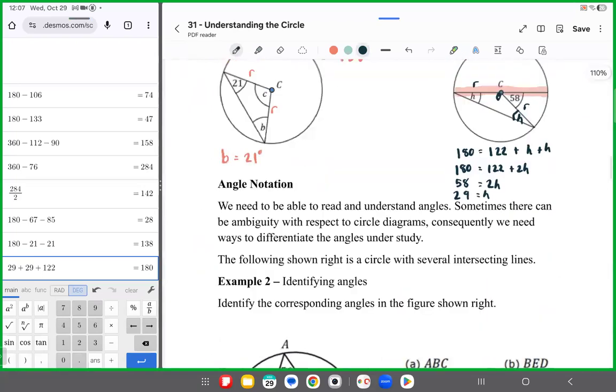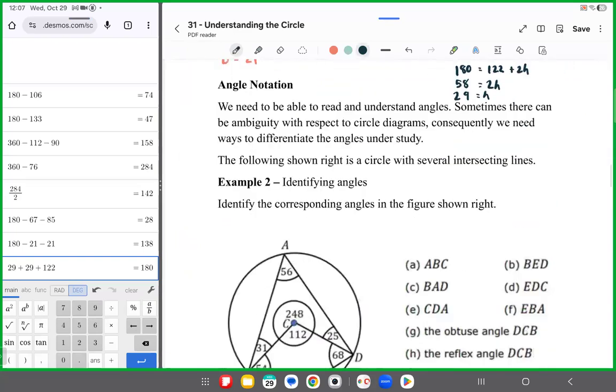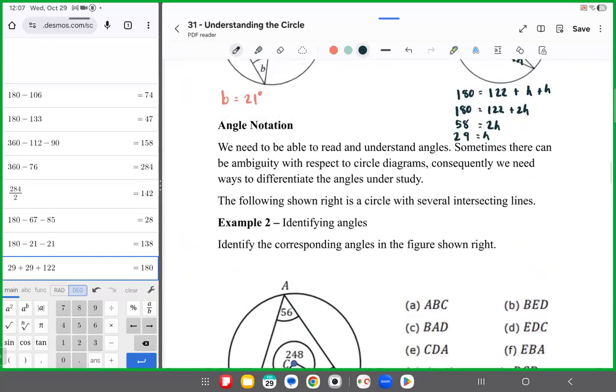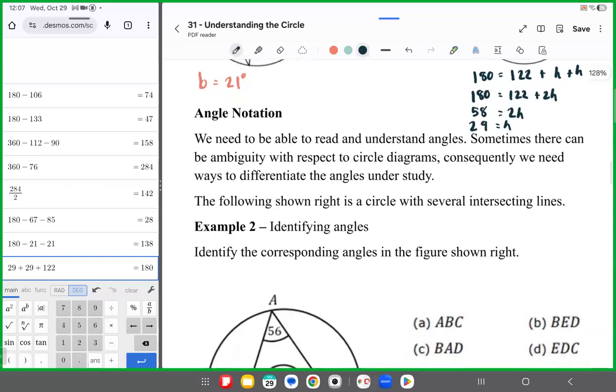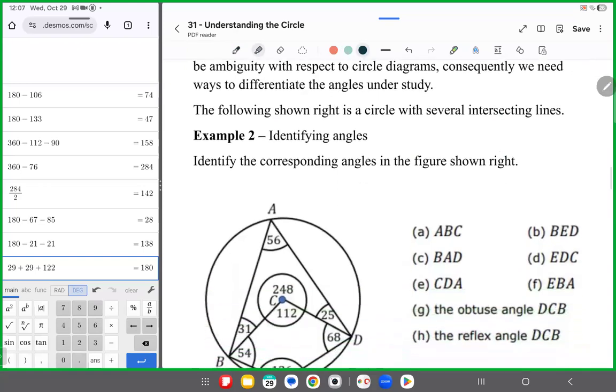So you can see from above, we loosely said angle C or angle B, which much more common is that we have a fully labeled diagram. So we need to be able to understand and read angles. Sometimes there can be ambiguity with respect to circle diagrams. Consequently, we need ways to differentiate the angles under study. The circle shown below is a circle with several intersecting lines.